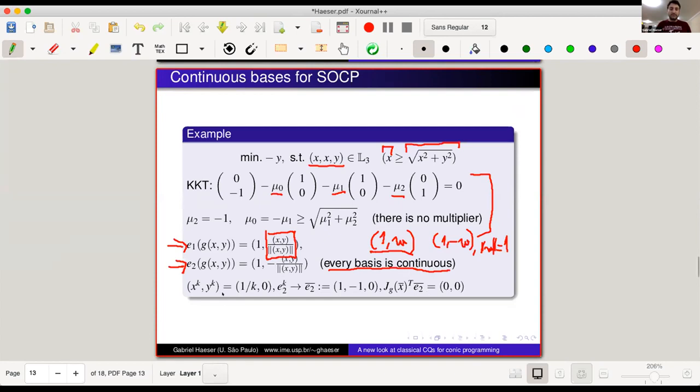But you can see which is the basis making the condition fail. You choose this sequence, 1k and 0, and then this E2k will converge to this vector, 1, minus 1, and 0. And then when you compute the derivative evaluated at this vector, you get 0, and then the basis is linearly dependent.